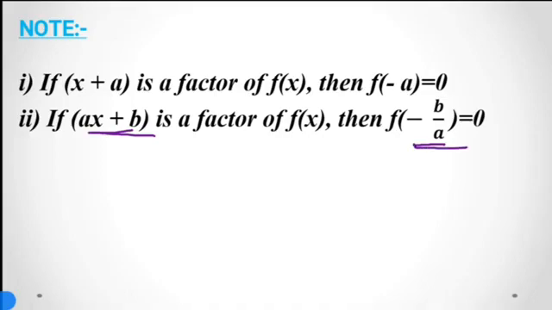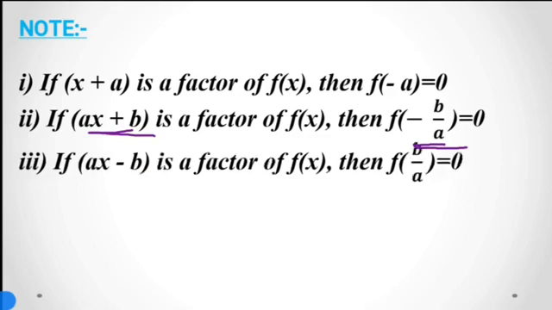So let's see the third note here. If ax minus b is a factor of f of x, then f of b by a equals 0. So just equate this expression to 0 and find the value of x, and we get b by a. So f of b by a is equal to 0. If we get the factor as ax minus b, then definitely f of b by a is equal to 0.